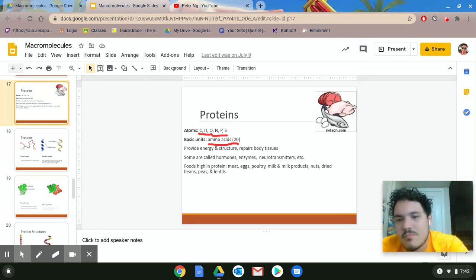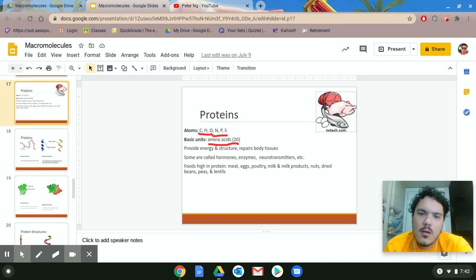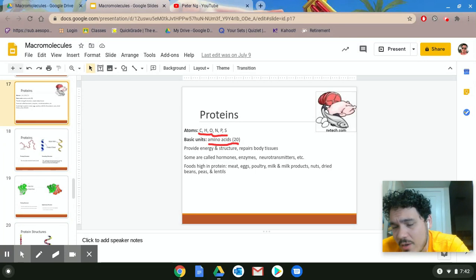Foods that are high in protein, most of us know this already, right? Most of us understand the basics as far as what foods are going to be high in protein. But we have things like meat, eggs, poultry, milk and milk products, so dairy. That's your typical protein sources, especially animal meats. On the other hand, though, you can get ample supplies of protein from non-animal products. So nuts, dried beans, peas, lentils.